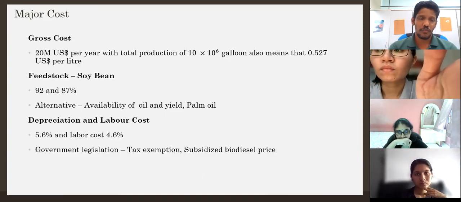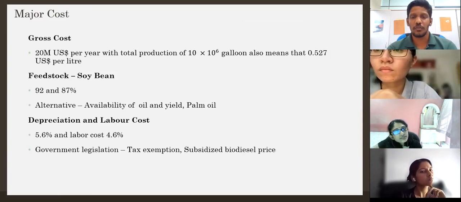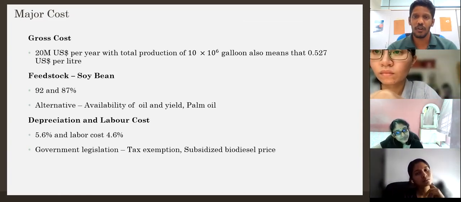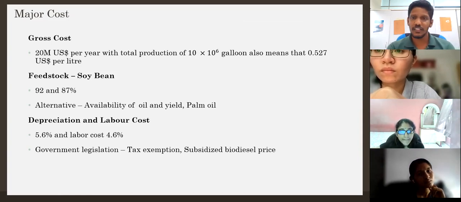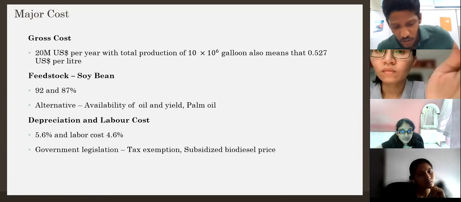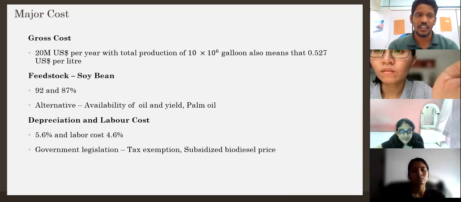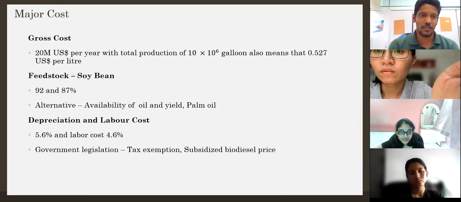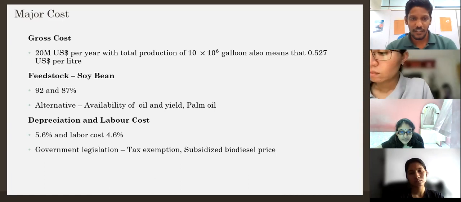So the gross cost of production is 20 million US dollars per year. Total production is 10 times 10 to the power of 6 gallons, which means 0.527 US dollar per liter. As I mentioned just now, the raw material cost is the major cost involved in the production of biodiesel, where it makes up 92% of the total raw material cost and 87% of the total production cost.